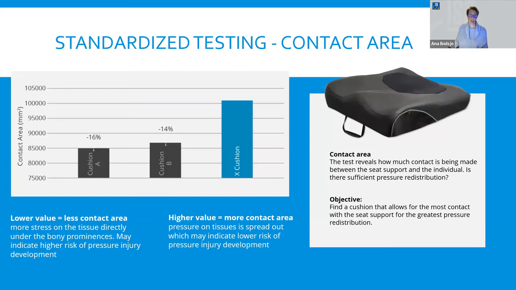And this actually goes hand in hand with the 2019 clinical practice guideline, where they made some good practice statements, specifically 7.1, 7.11, 7.3, and 7.15, where they recommend using a support surface that has adequate pressure redistribution built in with high-risk clients. So by using a cushion like cushion X with higher contact area being made, you are able to achieve better pressure redistribution.